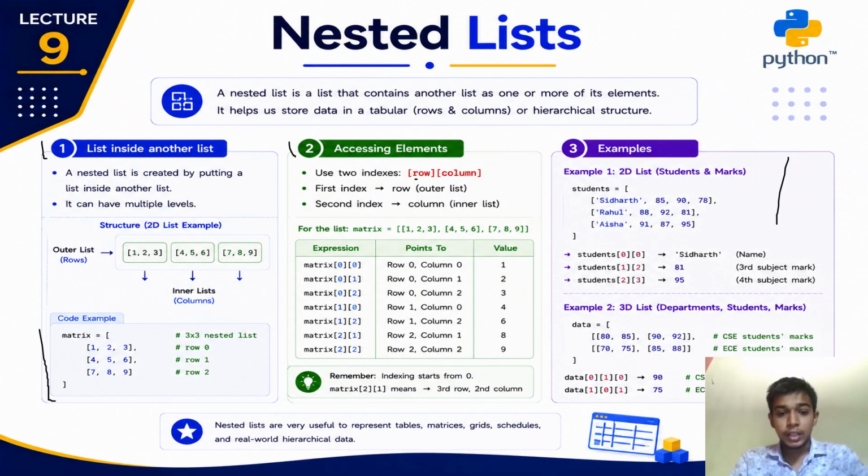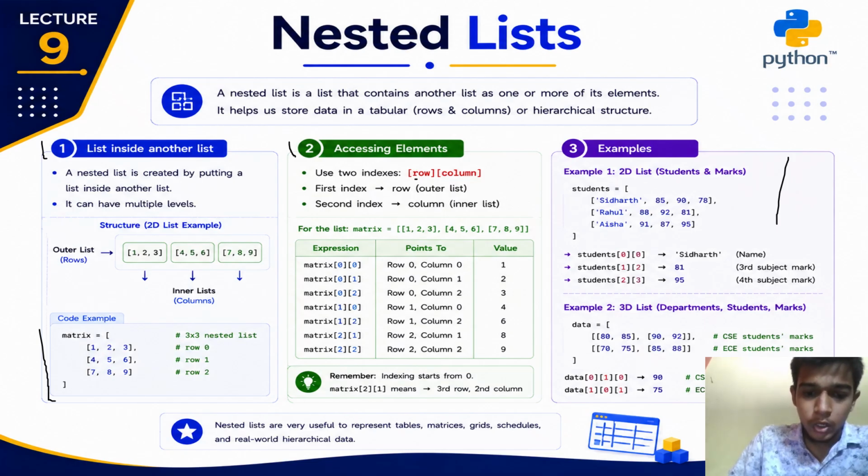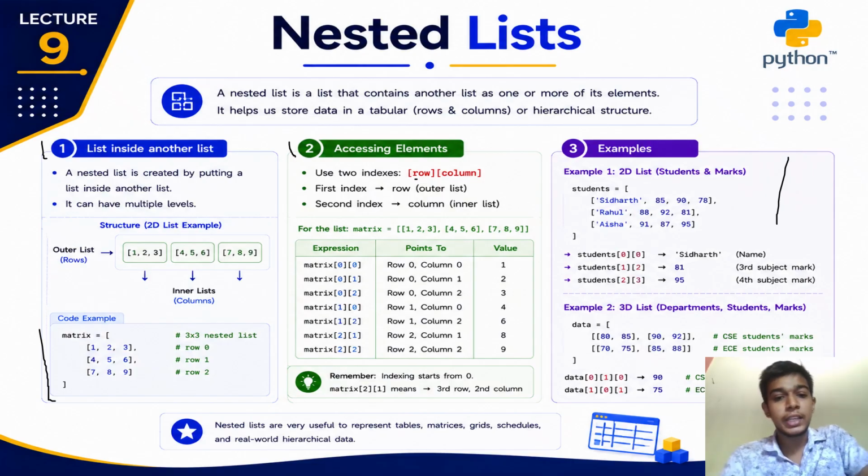Next, students 1, 3. It will give output 81. This is Rahul's third subject's marks. Similarly, students 2, 3 give output 95 because this is Aisa's third subject's marks. This is a great way to store records like students, employees or products.